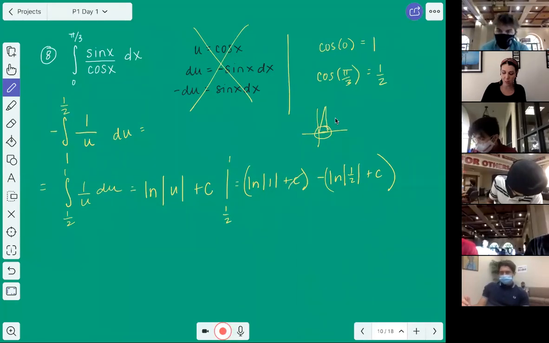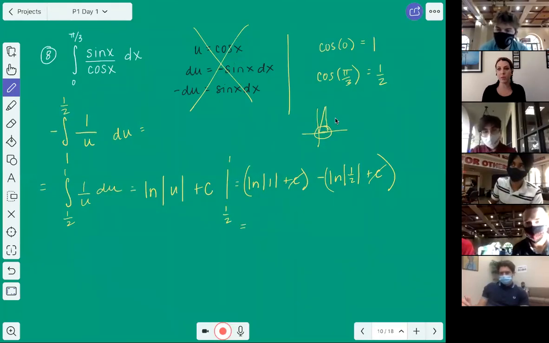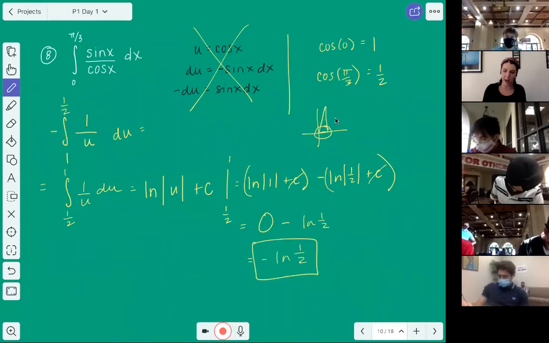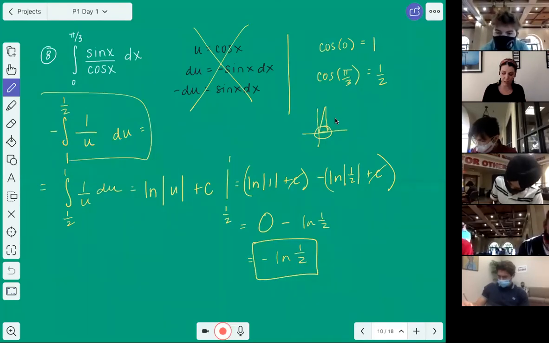Okay, we can simplify this quite a bit. Our c's cancel out. Does anyone know what ln of 1 is? We've only got less than a minute. ln of 1, what's that equal to? e to what power equals 1? 0. There we go. So we get 0 minus ln of 1/2. So final answer, negative ln of 1/2. You would have gotten this answer, by the way, if you didn't flip over your bounds. If you left it this way, you would have gotten that same answer, which is fine.